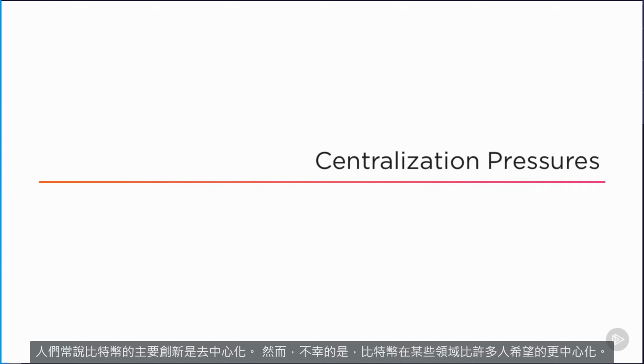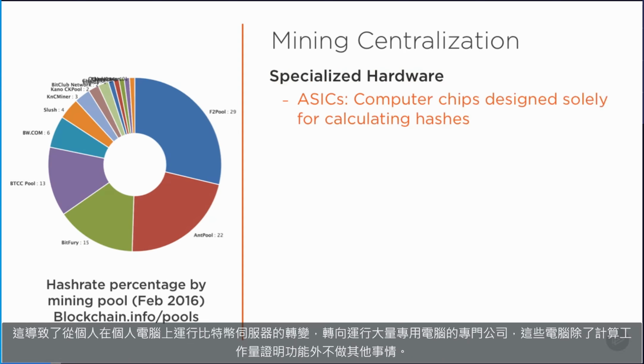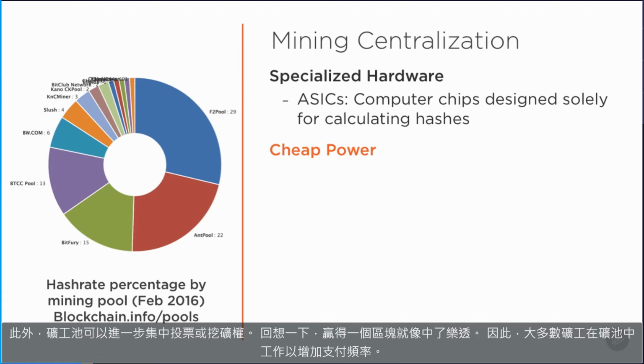The main innovation of Bitcoin is often said to be decentralization. However, there are several areas where Bitcoin is unfortunately more centralized than many would hope. As mentioned previously, in order to be competitive in the mining or voting process, specialized equipment and cheap power is needed. This has led to a migration from individuals running Bitcoin servers on personal computers to dedicated companies running massive farms of specialized computers that do nothing else but calculate the proof-of-work function.